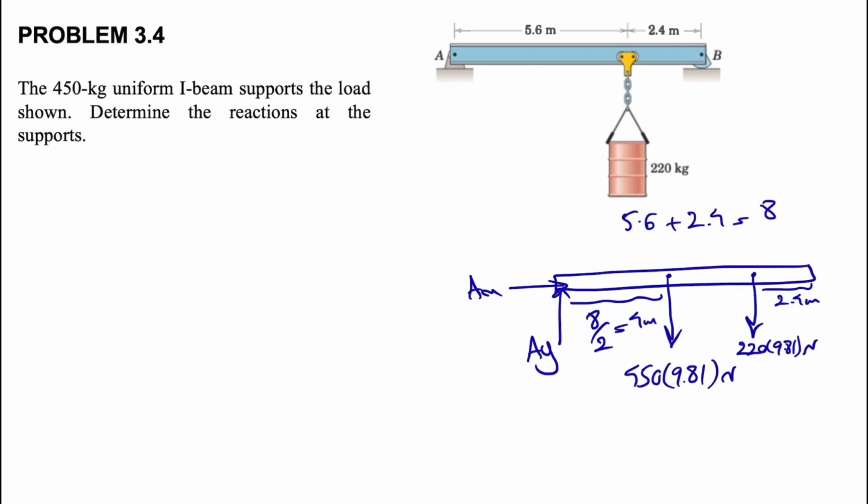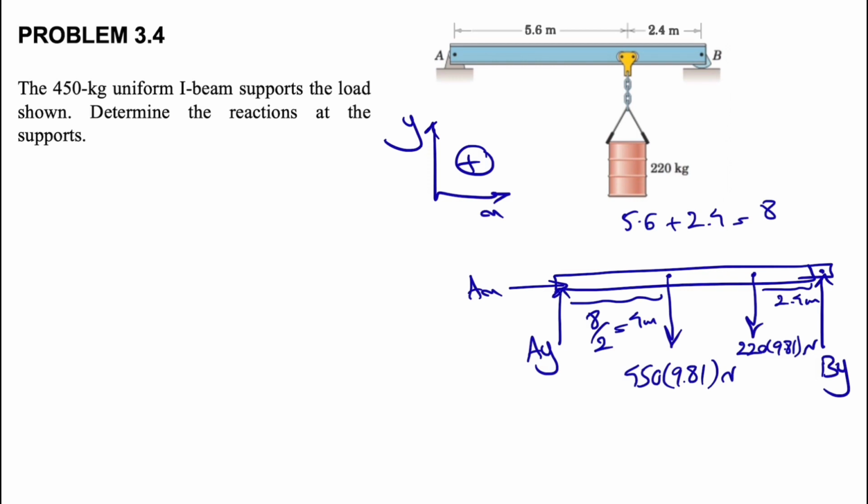And we have the support B, which is a roller, which means there is no reaction at point B in the x direction. We only have the y direction, and let's call the positive direction this way, and let's call that By, and that would be all the forces that we have for the free body diagram. And we can move on to our equations.